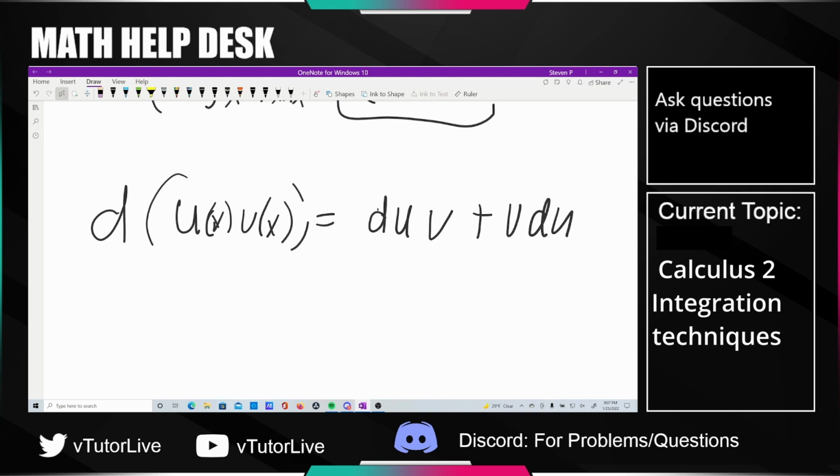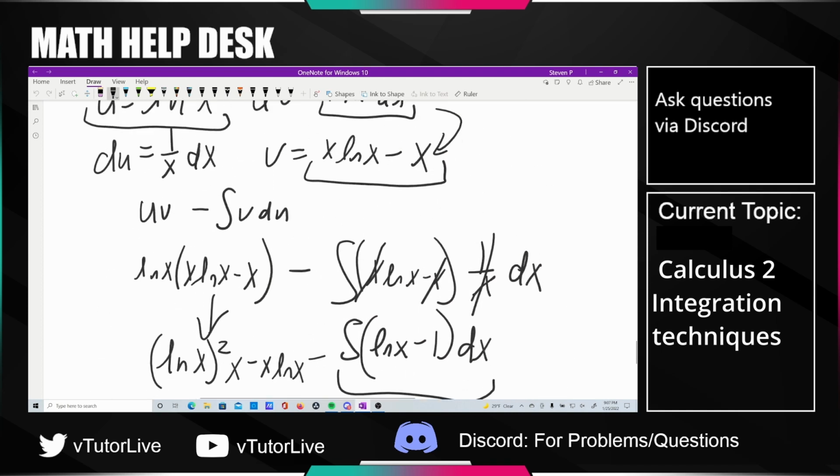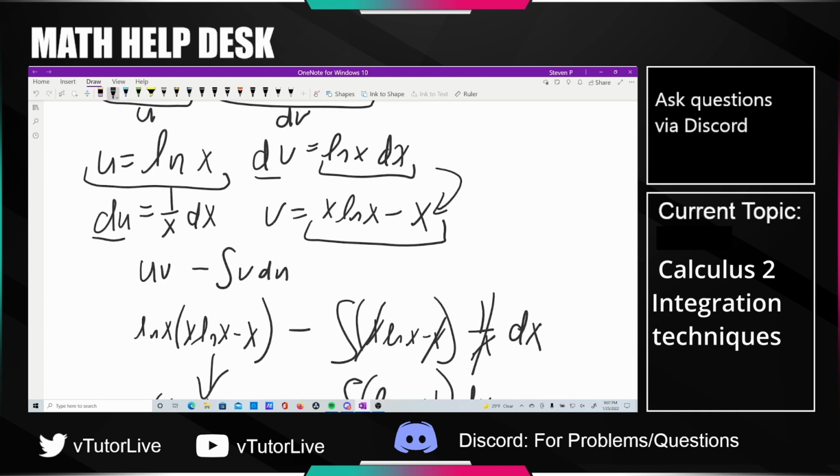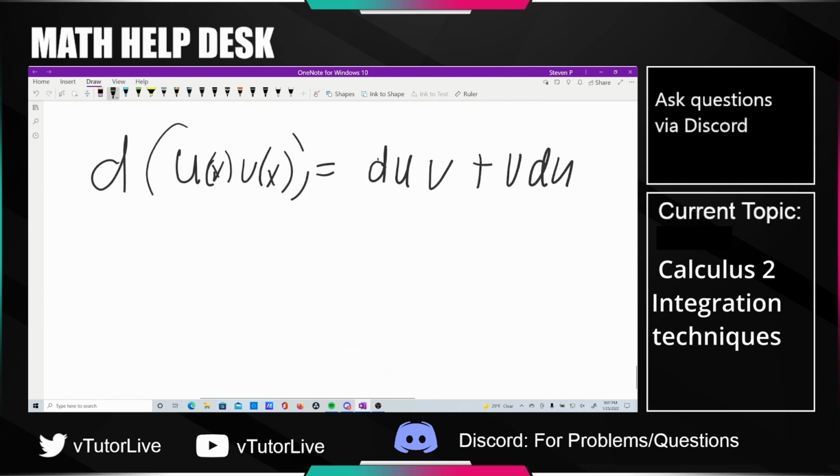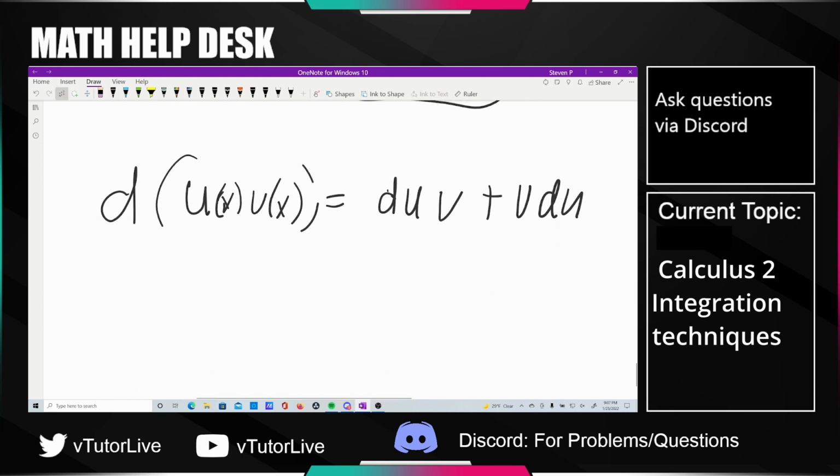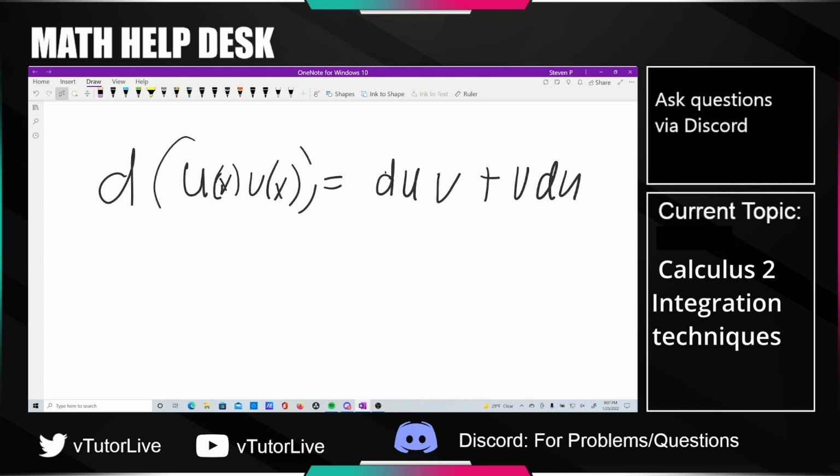du v plus v du. That looks like the product rule. Yeah, the product rule. I'm just using some slightly sketchy notation, but this is more or less the same notation that you use in integration by parts with du and dv. But the idea here is this is the product rule.